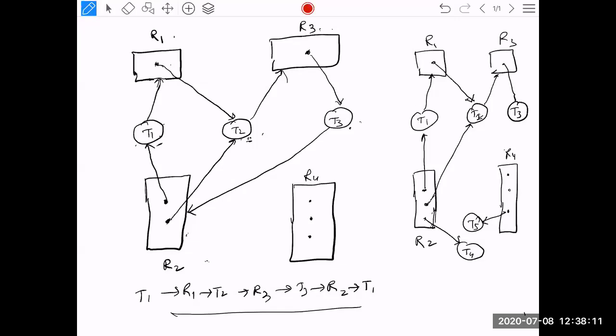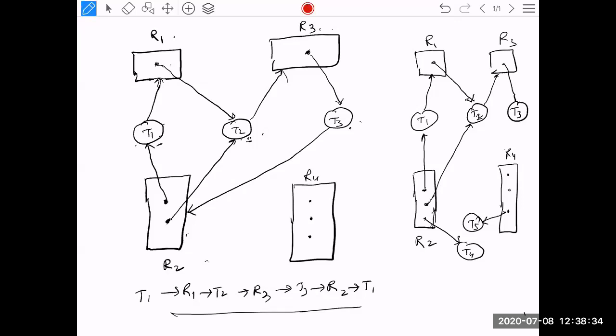So now when this situation is there, neither T1 nor T2 nor T3 can progress, because all have one resource which is required by the other. So this situation is creating a cycle. It has a cycle, and this is a deadlock condition.